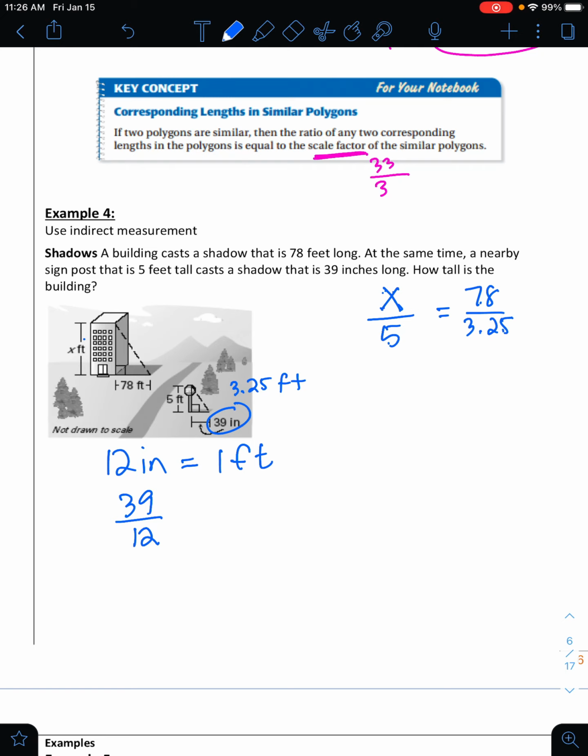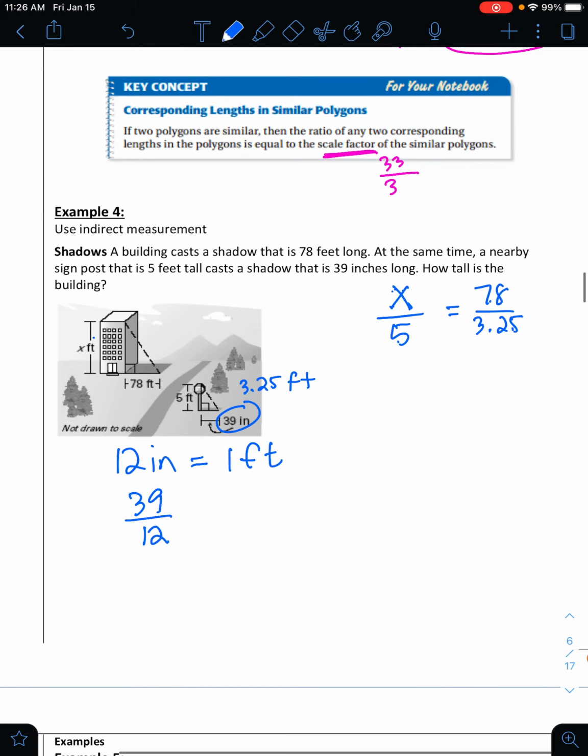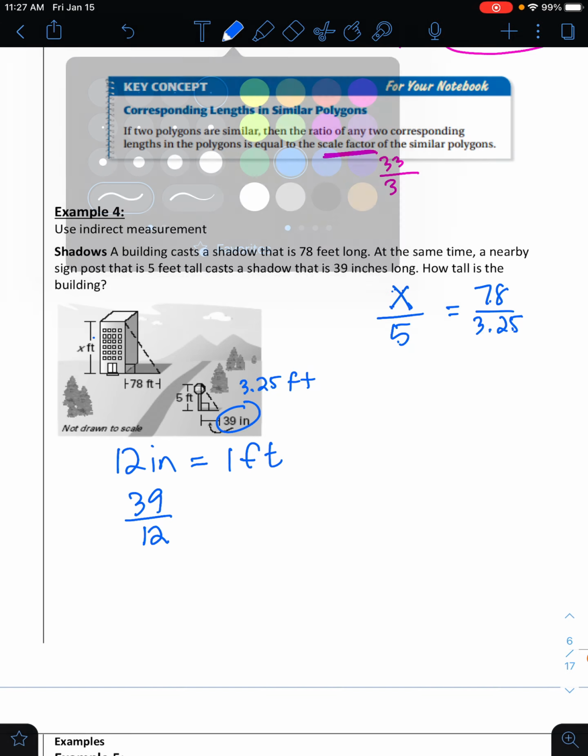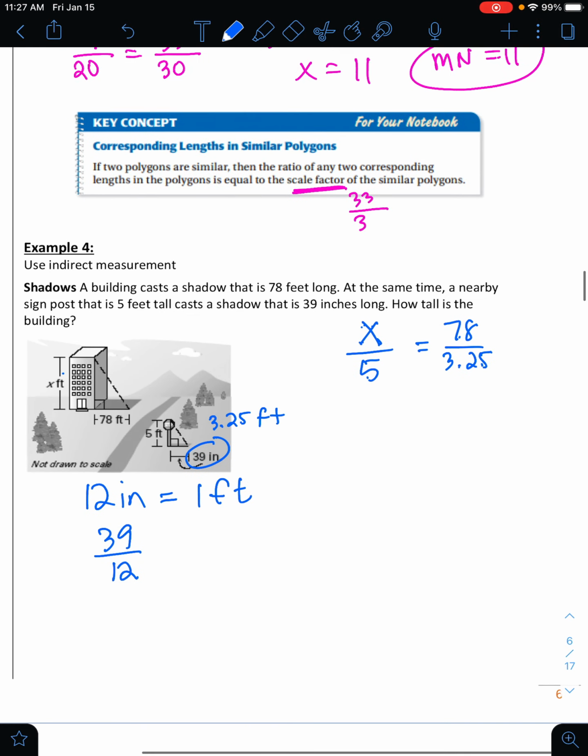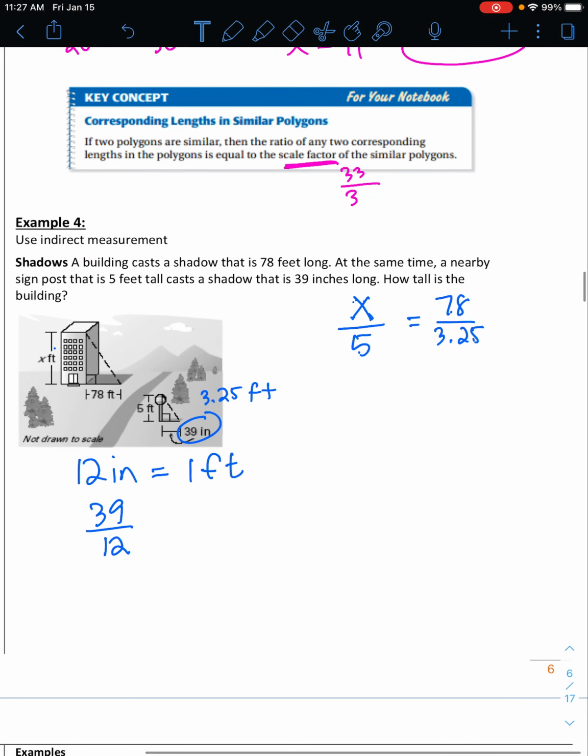Okay, so cross multiply. So I'm going to have 3.25. Gosh, sorry guys, my pen is all of a sudden giving me problems. I can't write anymore. Okay, I'm going to stop this video and try to fix my iPad, and I will come back and finish with the second video.